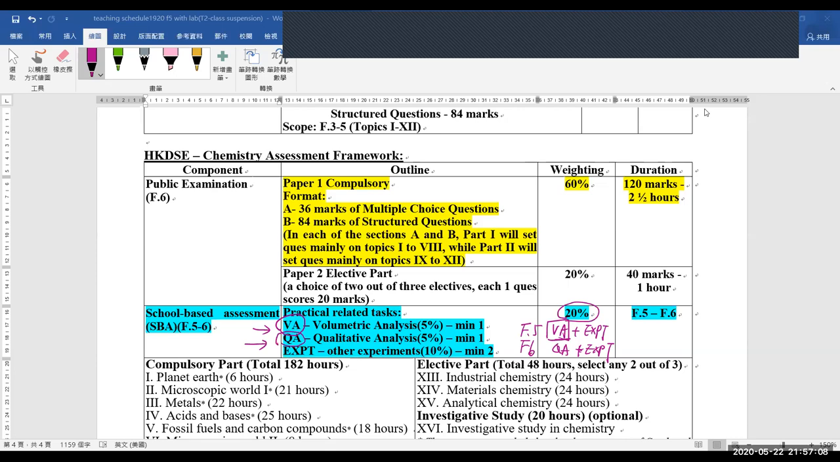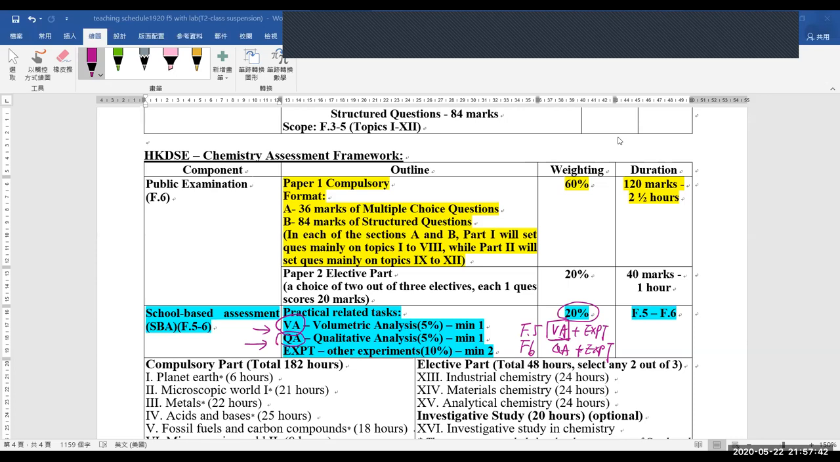Do you understand? So first of all, no matter what type of SBA will finally be confirmed, I would insist on submitting one SBA mark as VA. Can you get my point? It must be a VA. And the second SBA must be QA, to me, and to you also, because I know it is a very important experiment that you need to have. Questions?